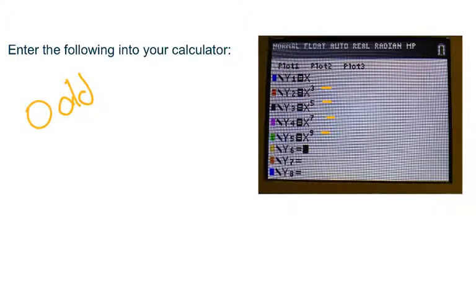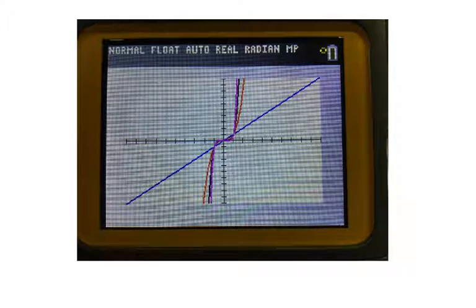And go ahead and hit graph. This is what they should look like. So what do you notice about these graphs? Think end behavior. Hopefully you're noticing that the end behavior on each end is going in opposite directions, unlike the even degree functions, where they go in the same direction.